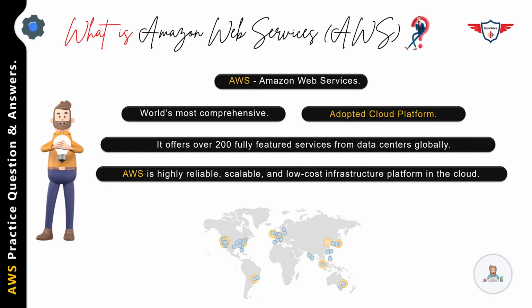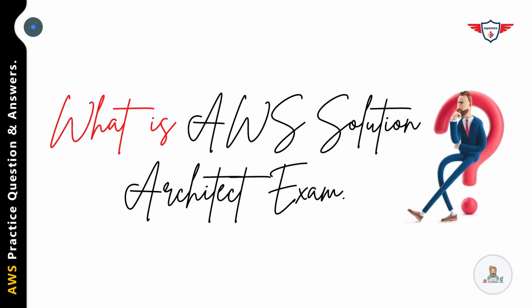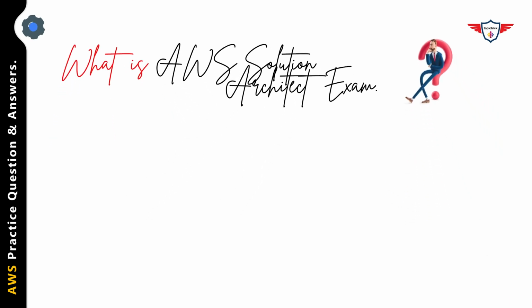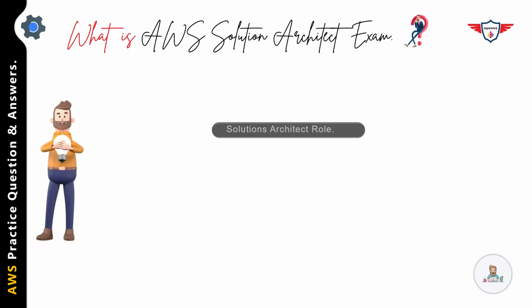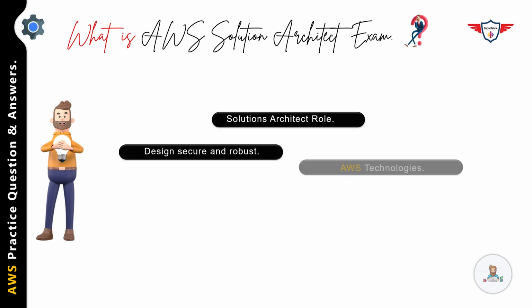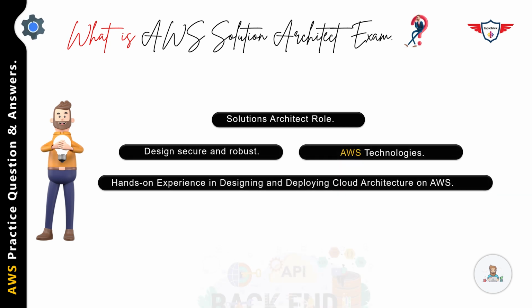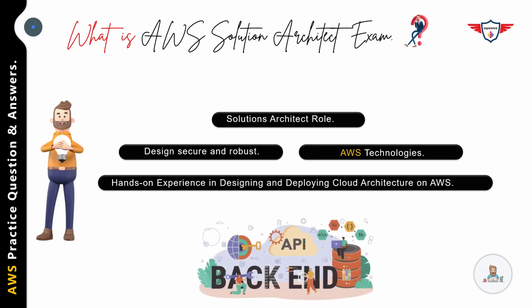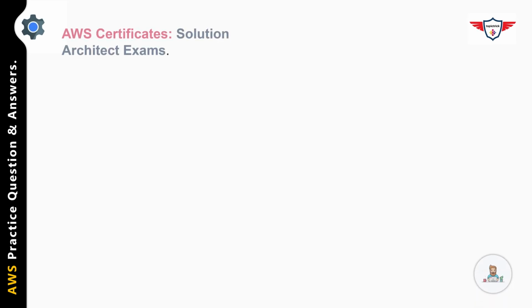Now let's deep dive into one of the important AWS certificates, that is the AWS Solutions Architect exam. The AWS Certified Solutions Architect exam is intended for individuals who perform in a solutions architect role. The exam validates a candidate's ability to design secure and robust solutions by using AWS technologies. It also validates individual hands-on experience in designing and deploying cloud architecture on AWS. Now let's talk about the different categories of the AWS Certified Solutions Architect exam.